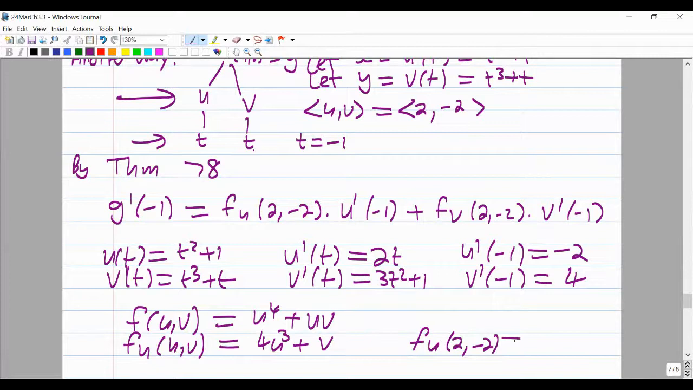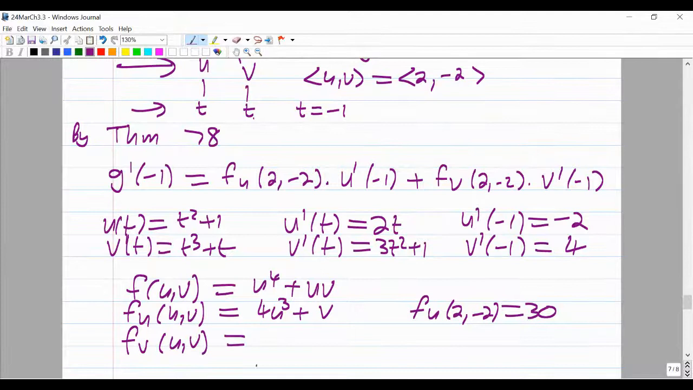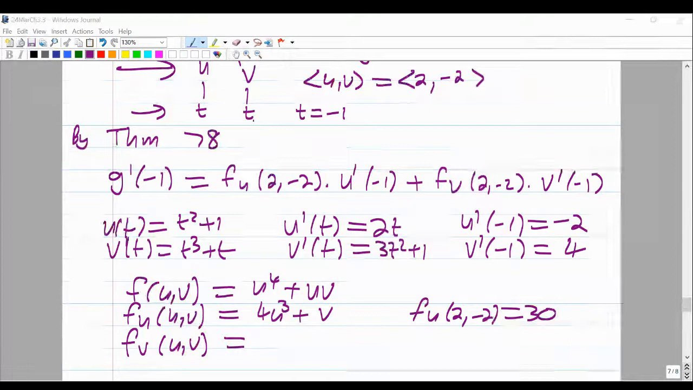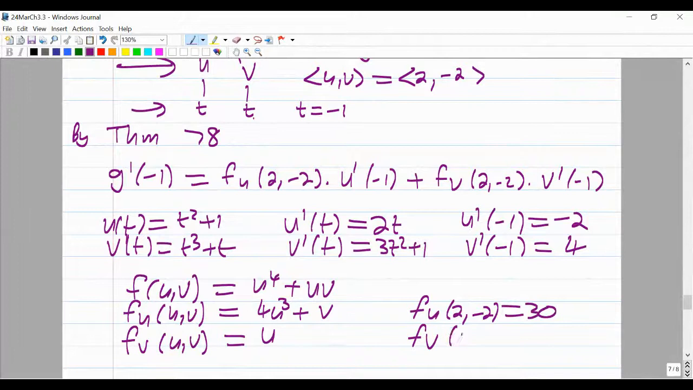And then we have f partial v. Who can tell me what f partial v is? Thomas is saying u. Do we agree with you? Yes, no? Yep. Well done, Mr. Patel. It is indeed u. So f partial v at the point 2, minus 2, that becomes 2.